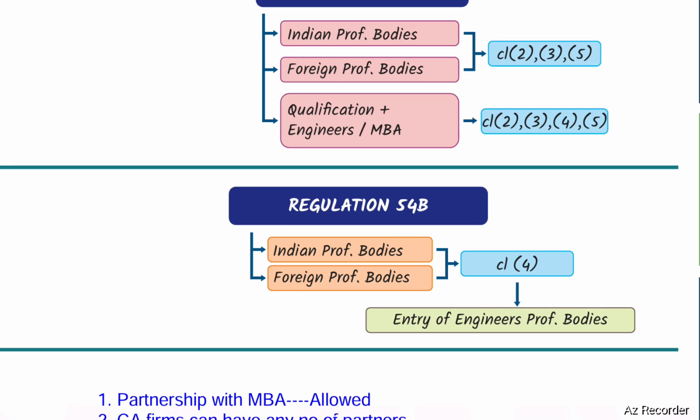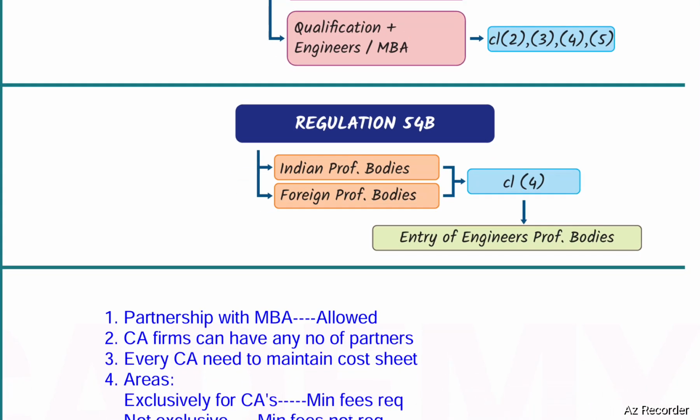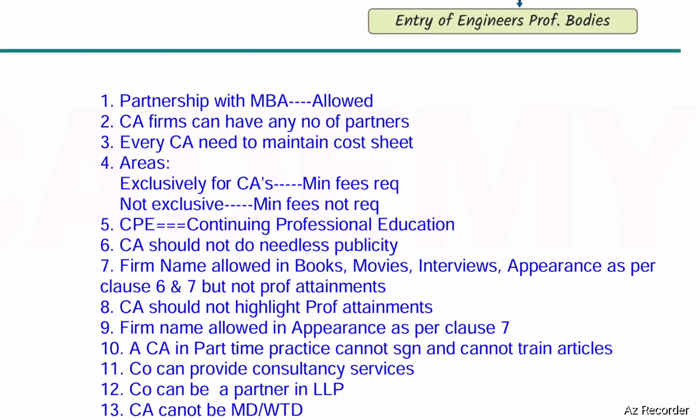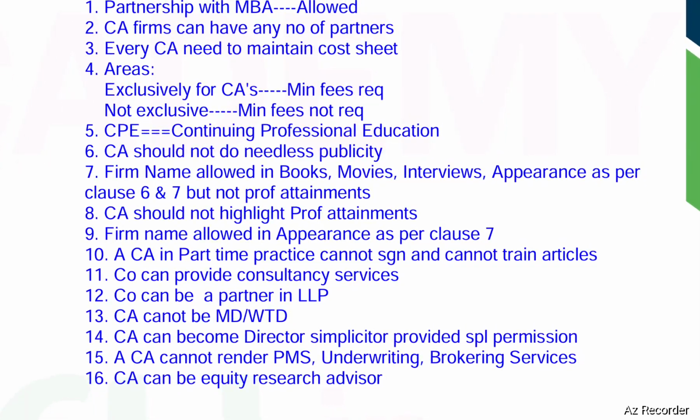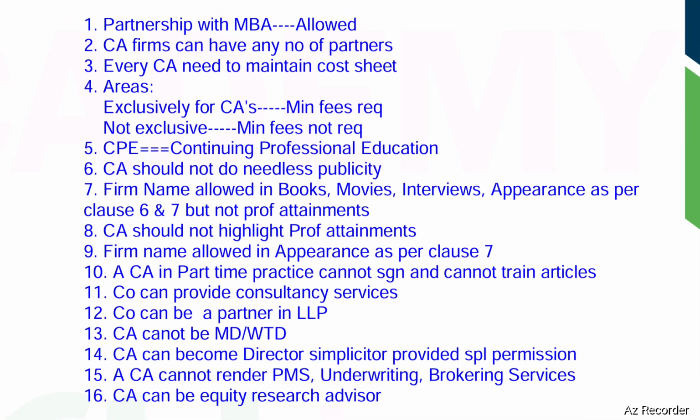This is allowed. Next, professional ethics important points. Partnership with an MBA is allowed. CA firms can have any number of partners. Every CA needs to maintain a cost sheet.